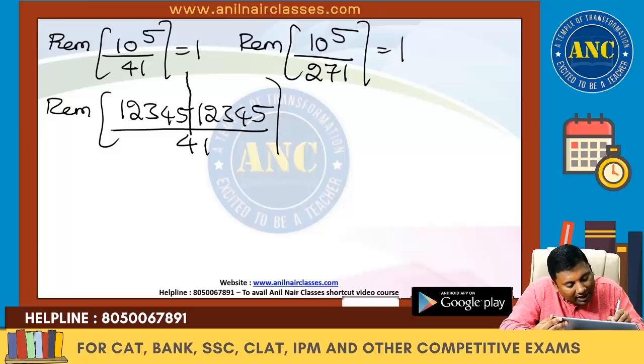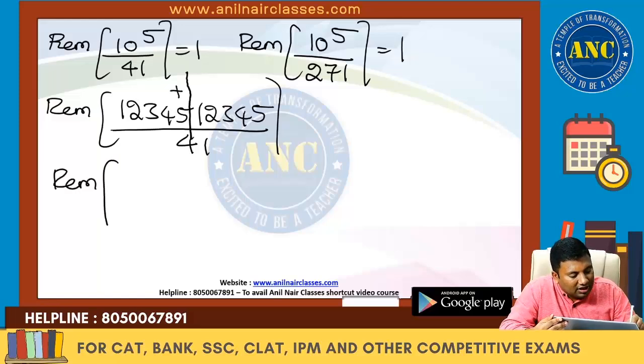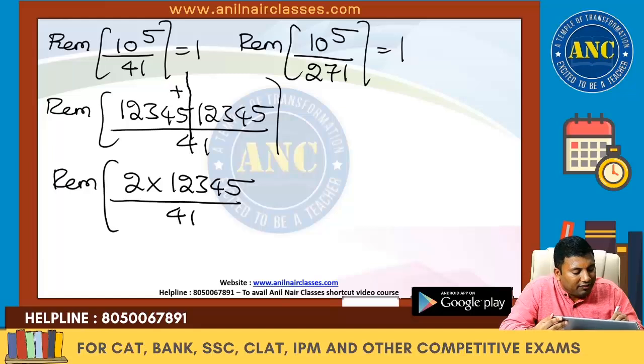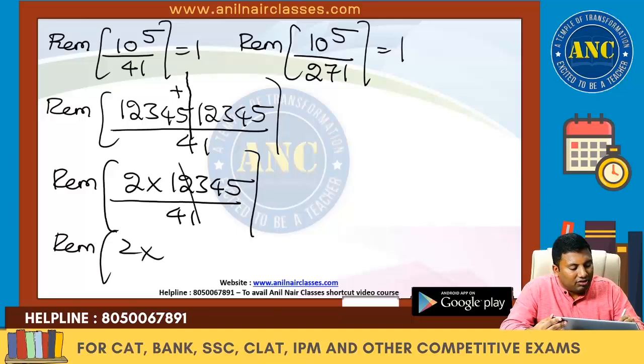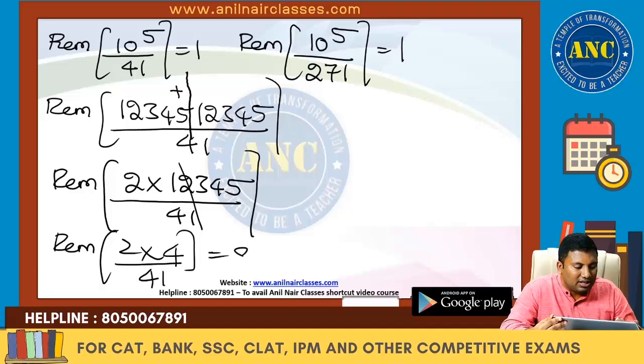start from the right-hand side, take a group of 5 digits, and add them. So the answer is nothing but 2 into 1, 2, 3, 4, 5 divided by 41. Are you all with me? Idea clear, right? Remainder: 41 threes are 123, 41 ones are 41, so the remainder is 4. So 2 into 4, that is 8, divided by 41 is 8.